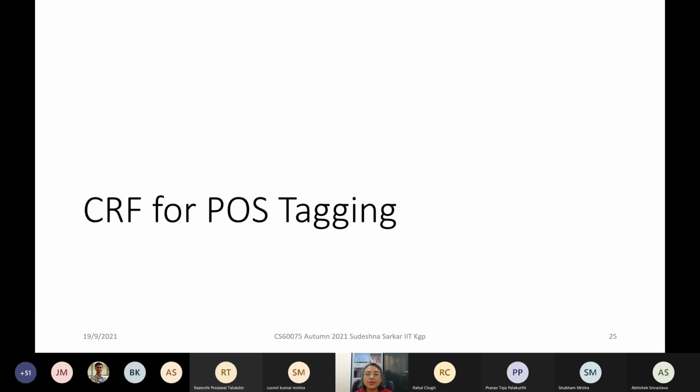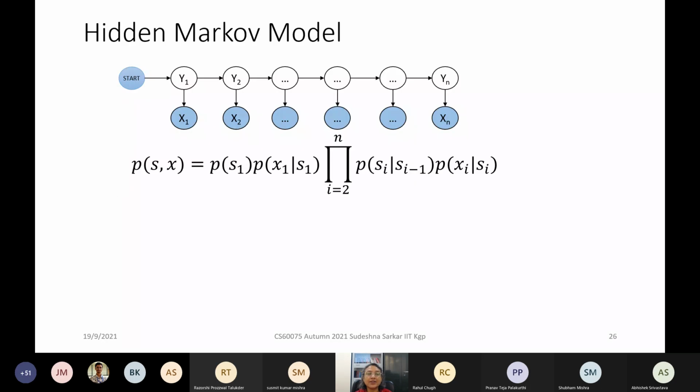Okay, so now we look at another model very briefly. This model is called conditional random field. Now, before we talk about conditional random field, let us summarize the type of model which we took into account for hidden Markov model. So we assume that the tags form a stochastic Markov chain, and we have a generative model where we assume that the words are generated from the tags, independent of everything given the current tag.